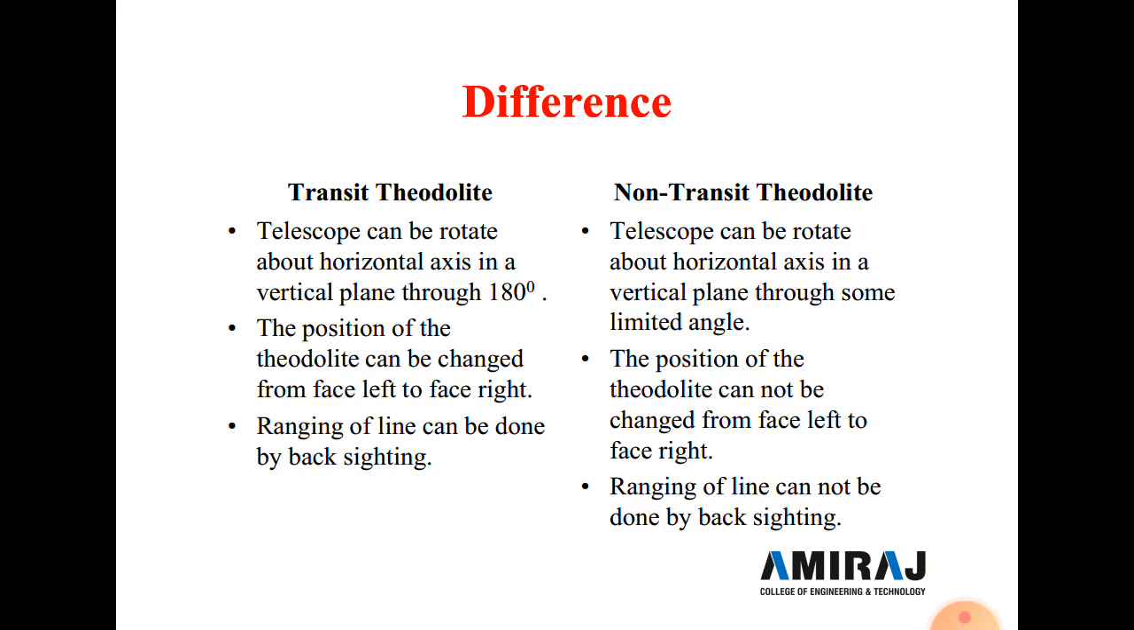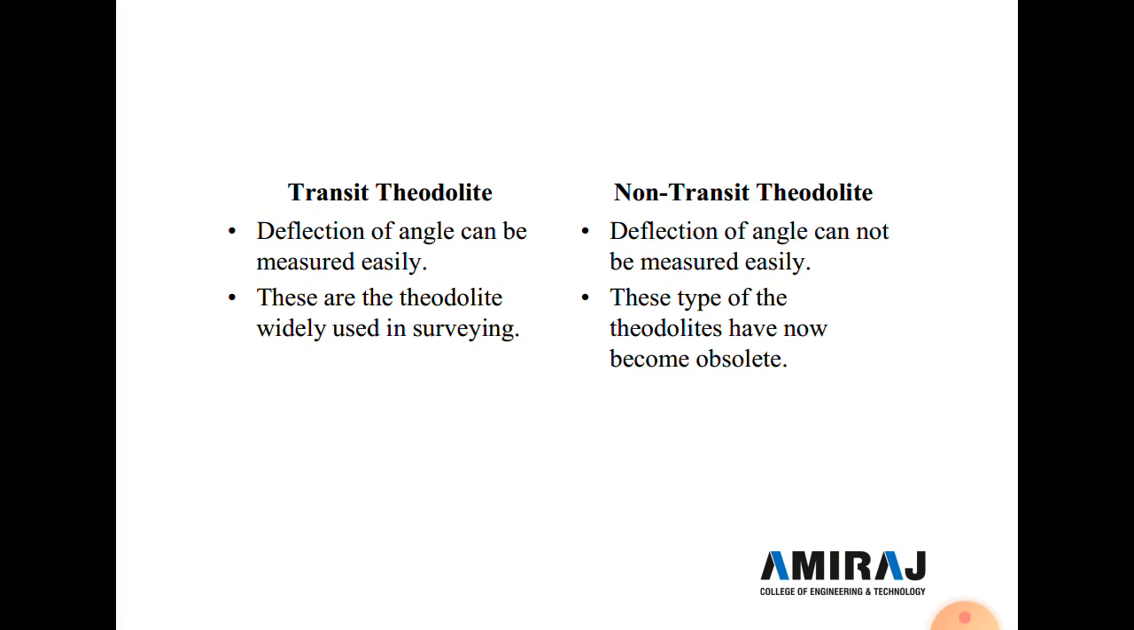So what is face left and face right? If the vertical circle is on the left side of the telescope, it is known as the face left position of the theodolite, and if the vertical circle is on the right side, it is known as the face right position. In a non-transit theodolite, the position cannot be changed from face left to face right, because the telescope cannot be rotated in a vertical direction about the horizontal axis. Ranging of the line can be done by backsight in a transit theodolite because the telescope is rotated, so we easily bisect the backsight area. Ranging of the line cannot be done by backsight in a non-transit theodolite because the telescope is not rotated vertically through 360 or 180 degrees.